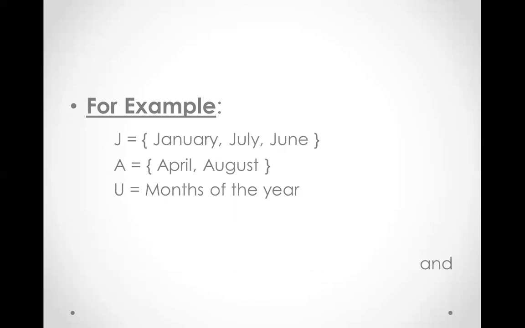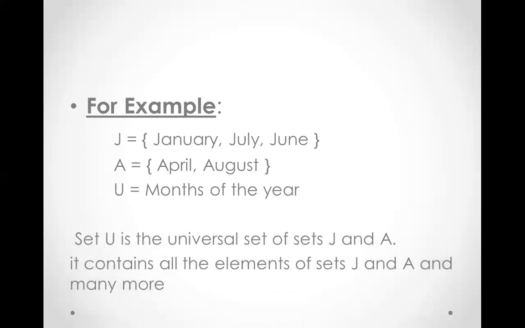Now set U is the universal set of sets J and A. It contains all the elements of sets J and A and many more.